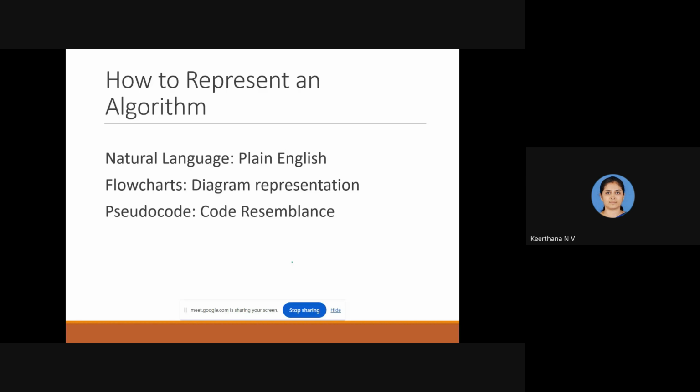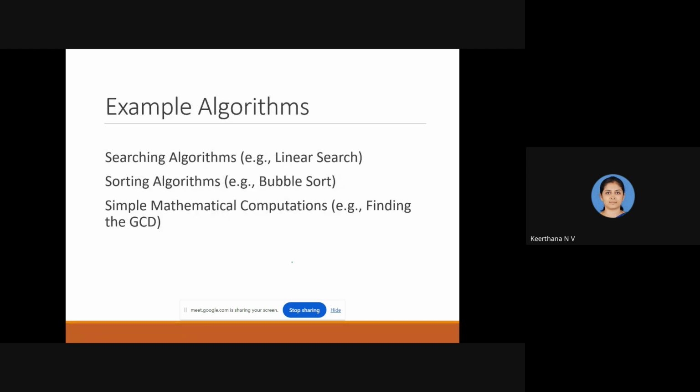How to represent an algorithm? It is in natural language, flowcharts, and pseudocode. Flowchart and pseudocode are the two categorizations used to represent an algorithm. Flowchart is a diagrammatic representation, and pseudocode is a code resemblance. These are the example algorithms: searching algorithm, sorting algorithm, and mathematical computations.